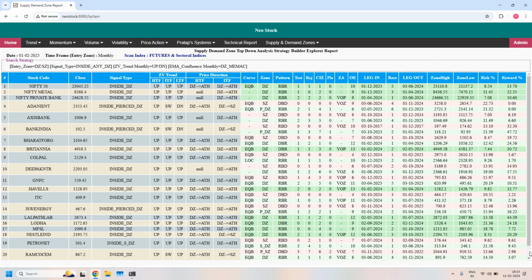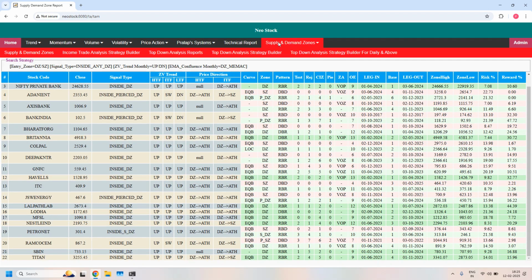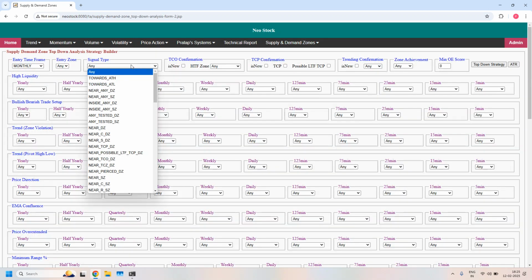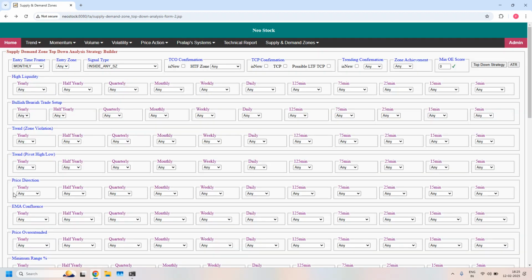I'm scrolling the list down. Okay, next, monthly time frame. Price closed inside the monthly supply zone. We got 7 stocks. How many of these stocks are having monthly supply zone confluence, EMA confluence?